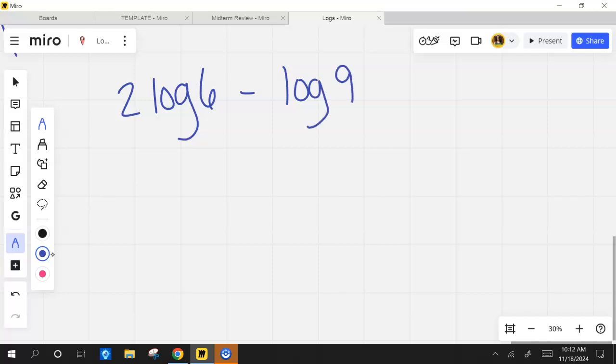Condense that expression. Go. No, you've got to do multiple things.